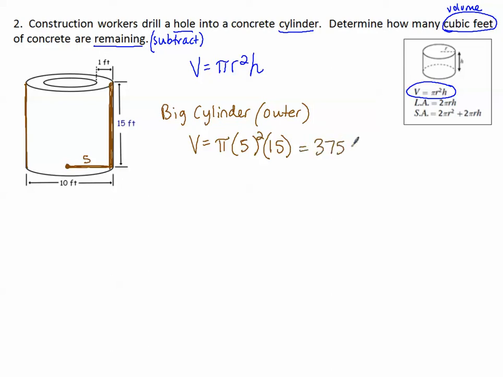Now you'll notice that I'm not going to type in and get a decimal for the pi. With the pi, I'm going to leave it without getting a decimal until the very end, because if I round too soon, my answer will be slightly off. So that's the big cylinder.